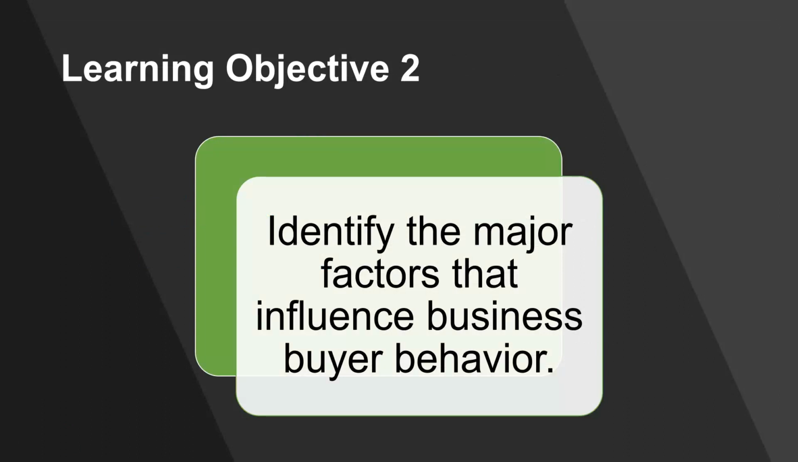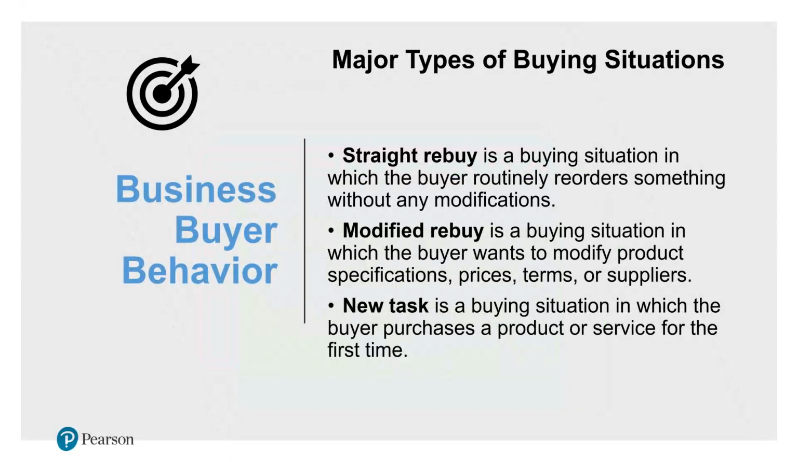So let's take a look at objective number 2, which is identifying the major influences that Patty, or any business buyer, would have in their behavior. So Patty has 3 ways to purchase. One is a straight rebuy. So she's found a supplier, she buys from them routinely, and she buys it without any modifications. If she changes suppliers, pricing terms, or even the specifications such as color or material, that's considered a modified rebuy. A new task is a buying situation where Patty decides she wants to produce a new product and therefore she's going to buy it for the first time, and so that's a new task.